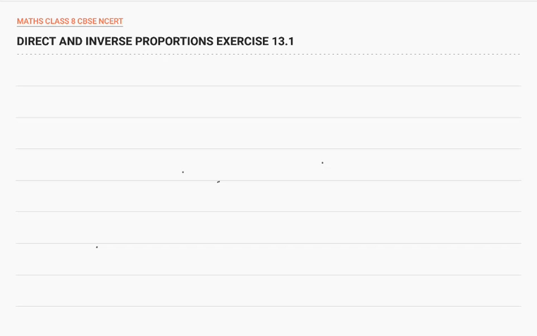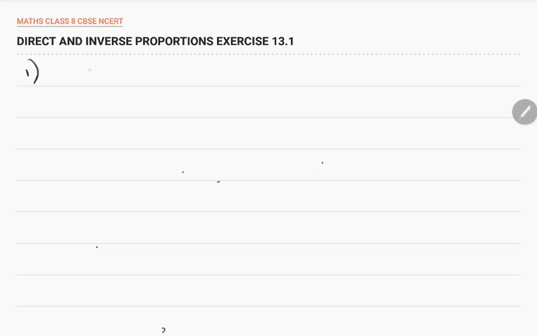So here in exercise 13.1, problem number 1, following are the car parking charges near railway station: up to 4 hours 60 rupees, 8 hours 100 rupees, 12 hours 140 rupees, 24 hours rupees 180. Check if the car parking charges are in direct proportion to the parking time.